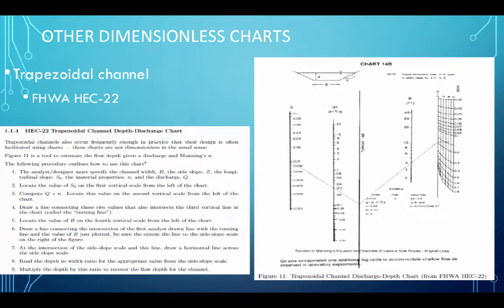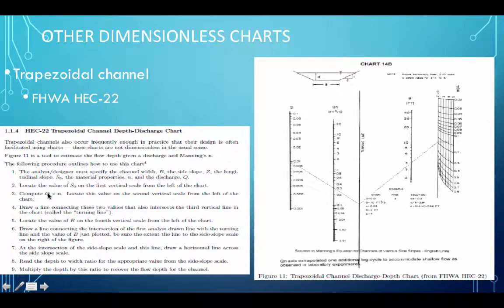There are other dimensionless charts for different geometries. This is an example from the FHWA HEC-22 manual for a trapezoidal channel. I've extended the chart down here for some other reasons a while ago, but here is the procedure. You have to specify the channel width and the side slope, the longitudinal slope, material properties, and discharge.